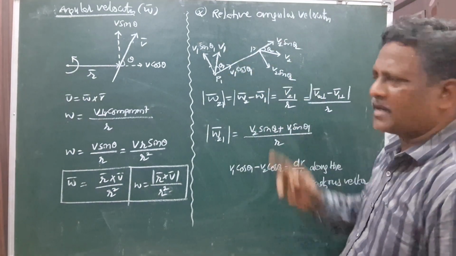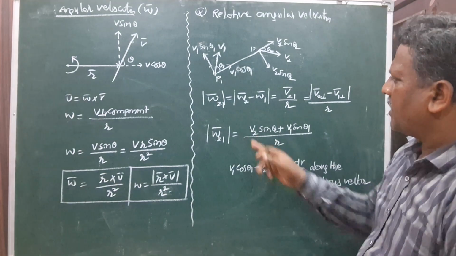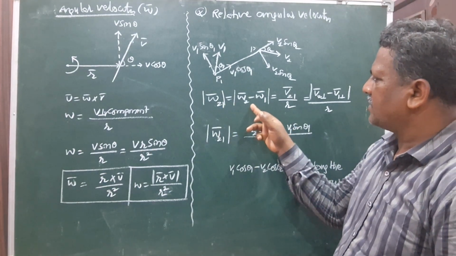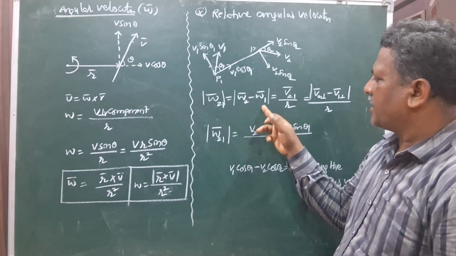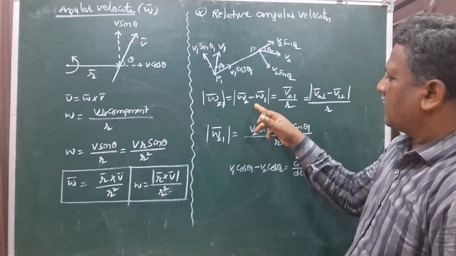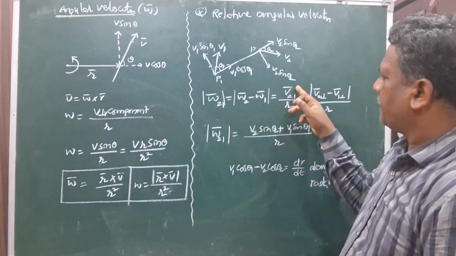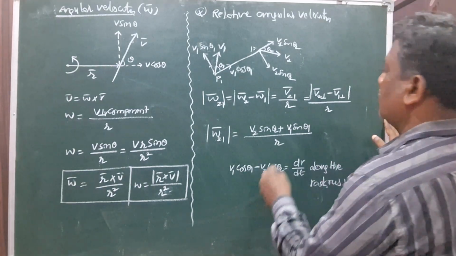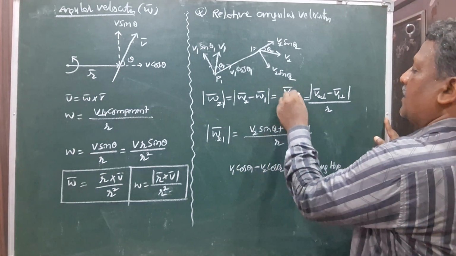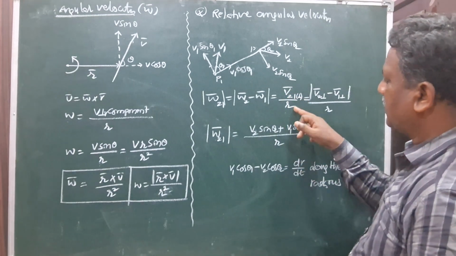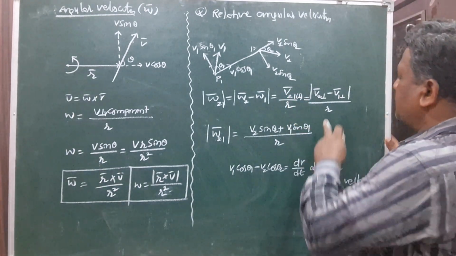In calculating the relative angular velocity, we can write generally omega 2 1 is equal to omega 2 minus omega 1 in vector form. Its magnitude is given by the magnitude of the relative linear velocity vector normal to the radius vector, divided by r.